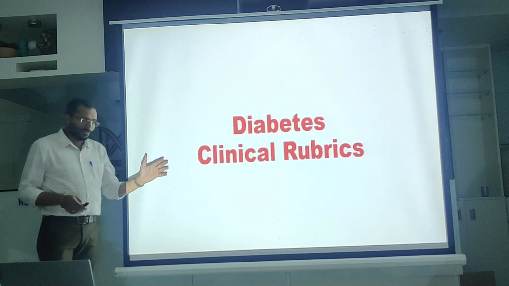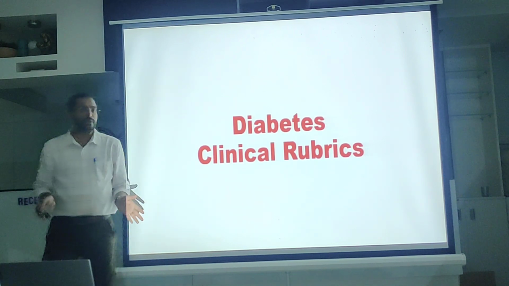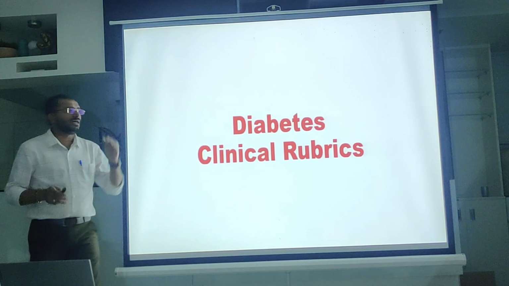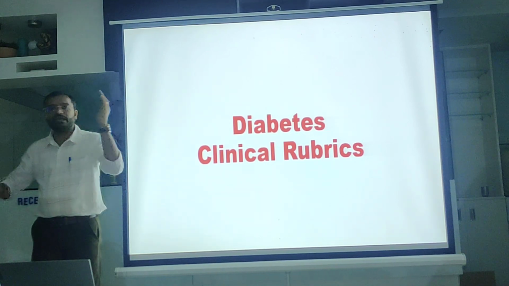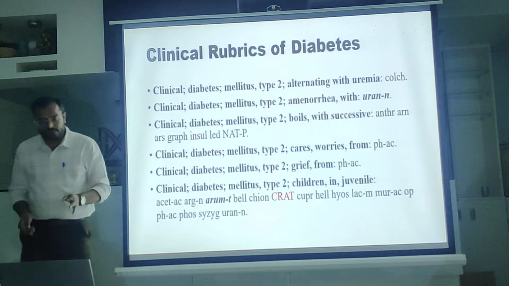This was the fourth component, single remedy rubric. Now diabetes with clinical rubrics. So only in the clinic, when diabetes comes to you, this is the remedy. Clear? Okay? So the fourth approach is this.